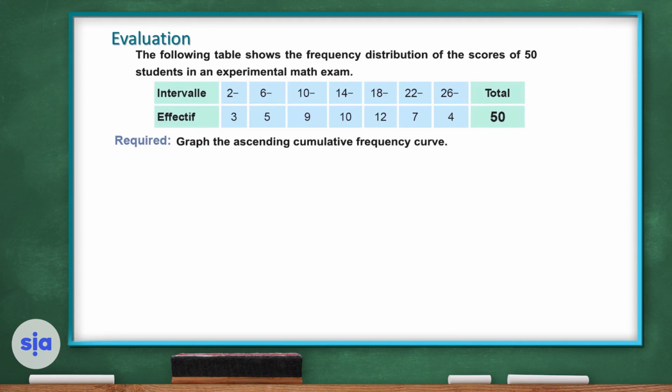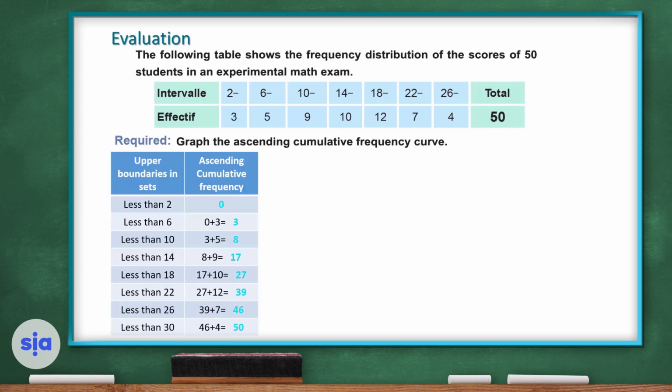Let's now move on to the evaluation part, and please try to pause the video, answer the question yourself. When you finish answering, unpause the video and check what you have. In this question, the question says, the following table shows the frequency distribution of the scores of 50 students in an experimental math exam. Here we have the table with intervals and the frequency, and what is required is to graph the ascending cumulative frequency table. Let's now go and write the table together.